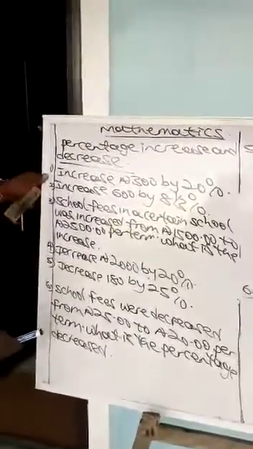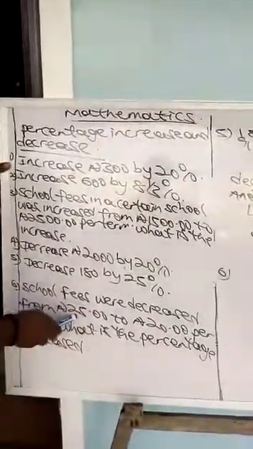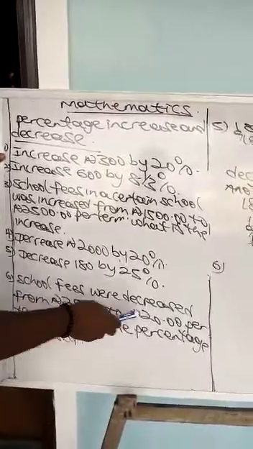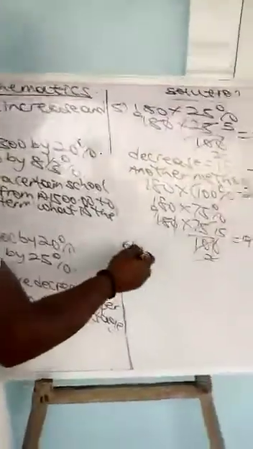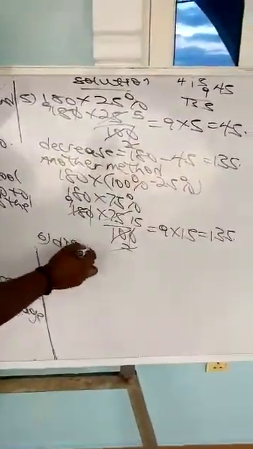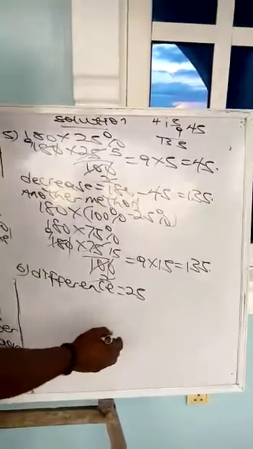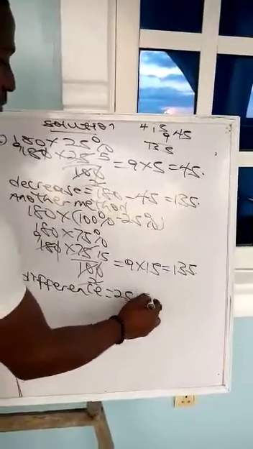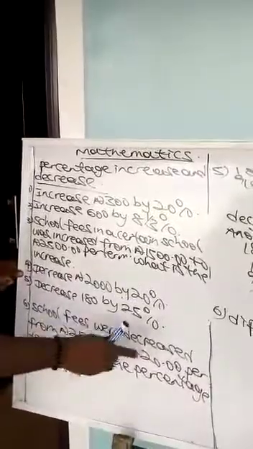The last example, which is example 6, and we are told that school fees were decreased from 25 naira to 20 naira per term. What is the percentage decrease? So we are going to look for the difference. Difference is going to give us 25 minus 20, and that is going to give us 5.